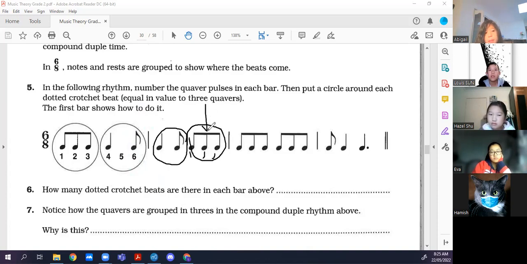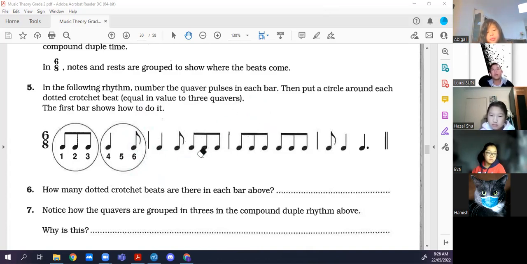However, this is not a triplet. If it's a triplet, it would have a line through it like that. But even so, you couldn't really put triplets in 6/8 time because it wouldn't really work out.